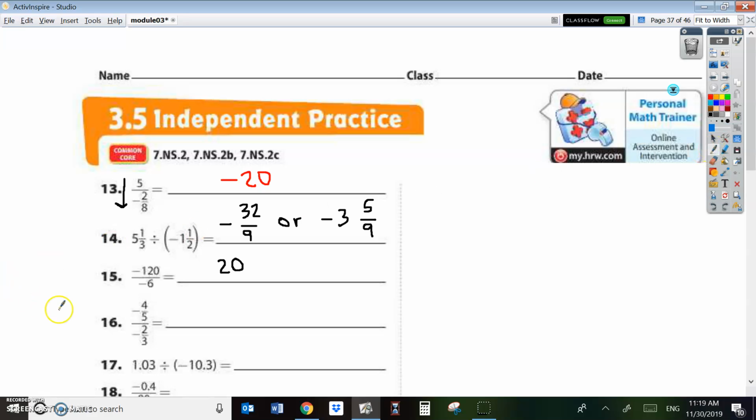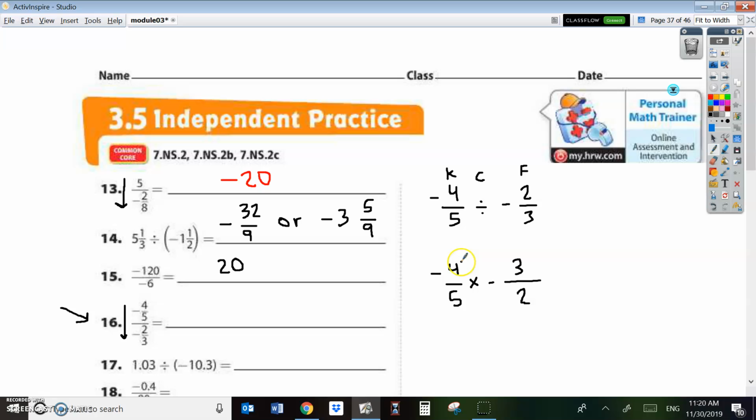Okay, let's work this problem here. So it looks like they have a complex fraction. So work the complex fraction horizontally instead of vertically. Negative 4/5 divided by negative 2/3. Keep that, change that, flip that. Negative 4 over 5 times negative 3 over 2. Cancel the 4 and the 2 by dividing both by 2. You get 2 here and 1 here.